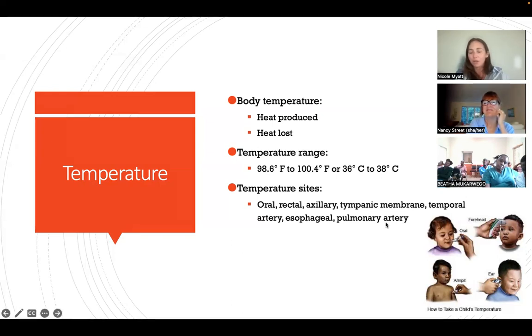And pulmonary artery temperature. Again, if someone has an invasive line that's going into their heart, then we can have an internal temperature that way. The most common sites that you probably see here are the mouth, the armpit, the ear, or rectally is where you're most likely to get your temperature.